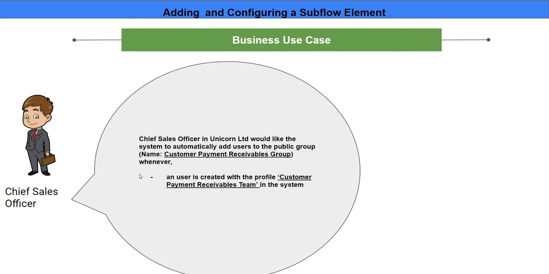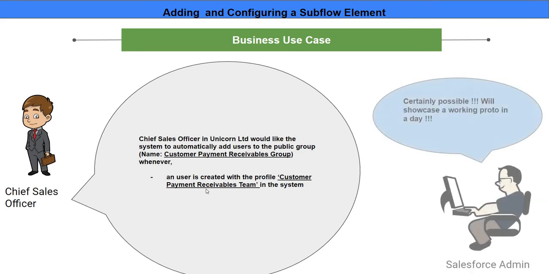The chief sales officer in Unicorn Limited would like to automatically add users to a public group. The name of the public group is Customer Payment Receivables Group, and this has to happen only at the time of creating a user, especially if the user profile is Customer Payment Receivable Team. So that is the condition. Again, as a Salesforce admin, you are going to do it without writing a single line of code. We'll talk about the design steps and expected output, then we'll create the flow from scratch.